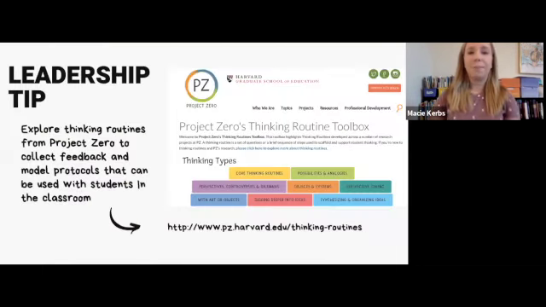If you haven't seen Project Zero, they have so many good thinking routines, and I love using these with students and also teachers. This is where the compass activity came from. So it's not something I created out of thin air. It's really grounded in a protocol for helping facilitate thinking and discussion. Of course, I've used it in different ways based on the situation.